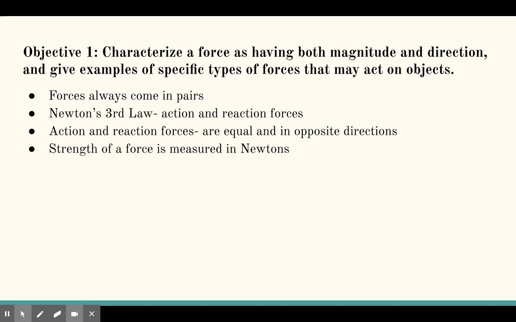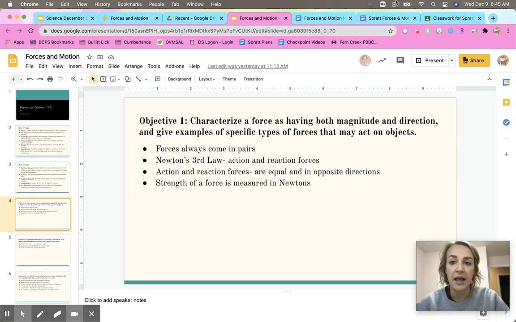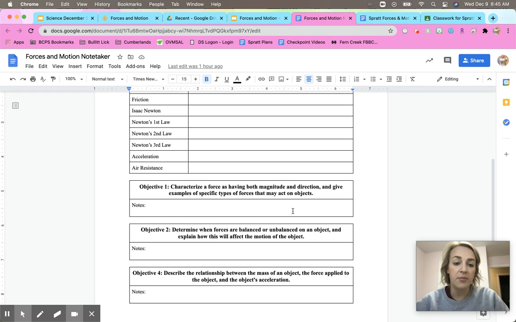If I push a ball, that ball is going to go rolling. The action is me pushing the ball, the reaction, the ball rolling. Just like with the balloon on the string and the straw activity the other day, the balloon air released, pushing backwards, causing the straw and the balloon to move forward. Okay, and the strength of a force is measured in newtons. So you're going to want to type this information in the objective 1 box on your note taker.